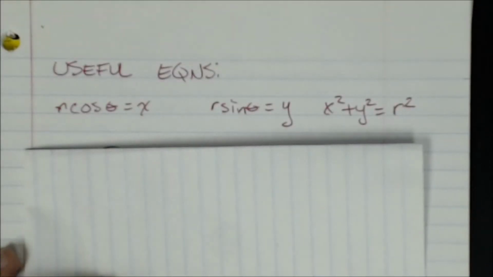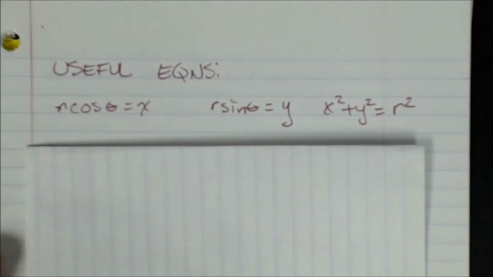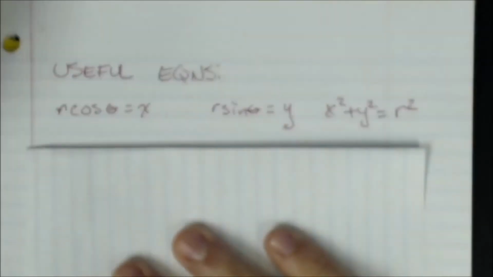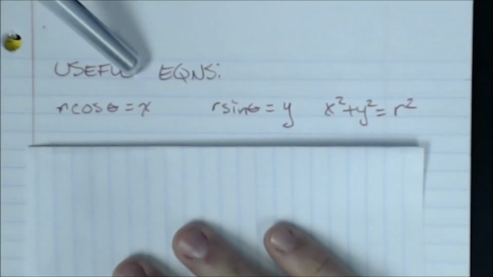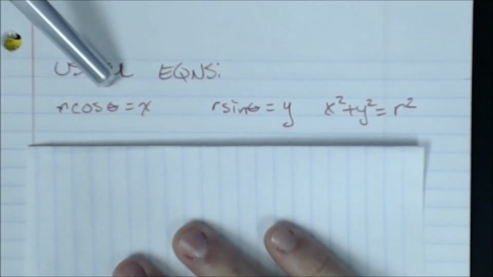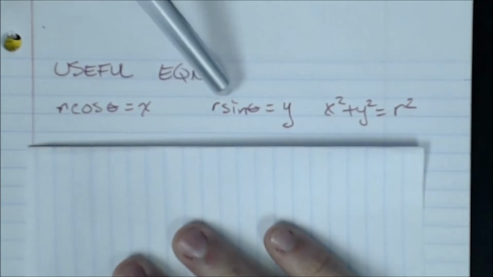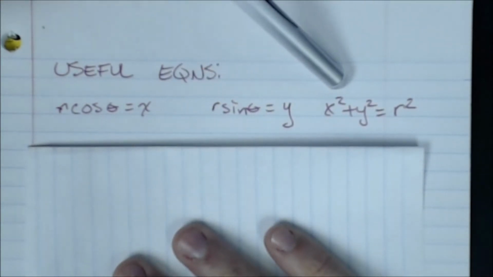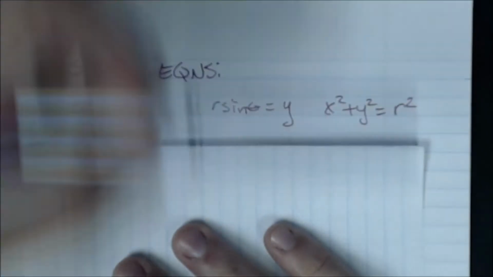This video is on converting equations from polar to rectangular form. We're going to start off by highlighting a few important equations that are going to be useful for this problem. First one is r cosine theta equals x. Second one is r sine theta equals y. And the last one is the Pythagorean identity, x squared plus y squared equals r squared.